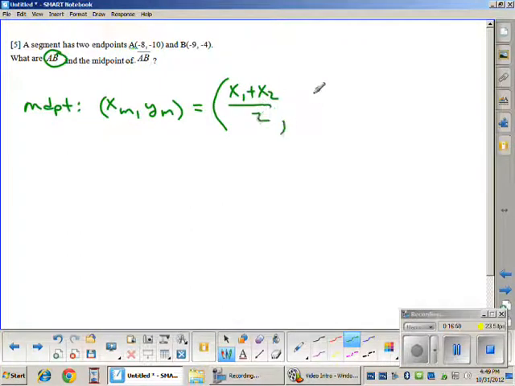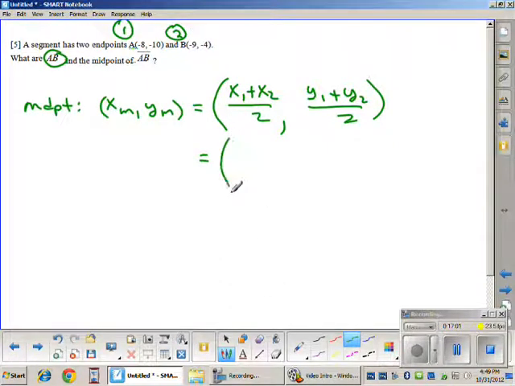x1 plus x2 should be negative 8 minus 9. And my y1 plus y2 should be negative 10 minus 4. Now if you're wondering how these change from pluses to minuses, just think about your properties of numbers. If I have a negative and a positive together, the negative is stronger, hence will take over. So finishing this up, this should be negative 17 over 2, and then negative 14 divided by 2, which is simply negative 7. I'll leave this as an improper fraction. It's actually a better answer than a decimal, especially an approximated decimal.